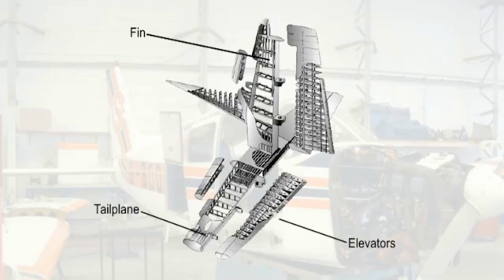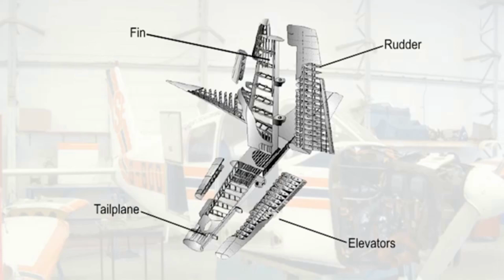Longitudinal control is provided by either the elevators or the moving tailplane, depending on design. Directional control is provided by the rudder. Both the tailplane and the fin are subject to both bending and torsional stresses.